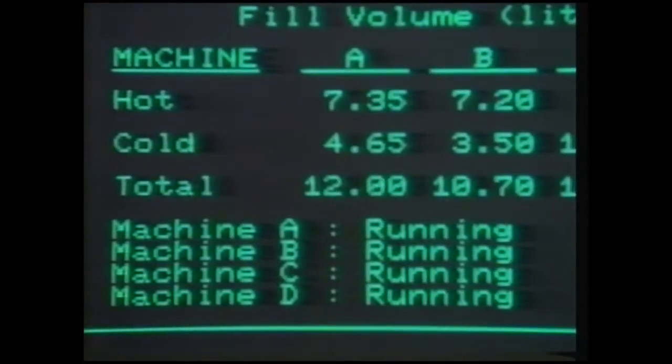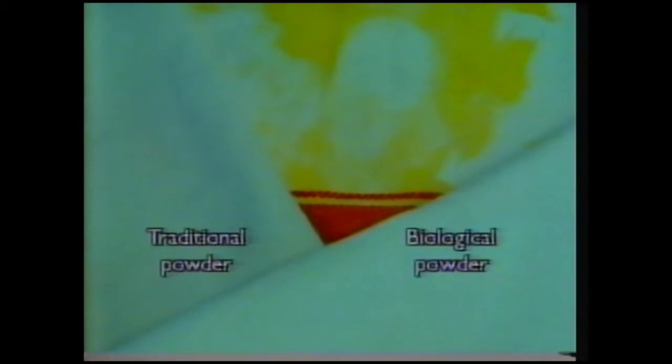There will be precise records of the amounts of water used for washing. Any differences in washing will then be because of differences in washing powder. These tea towels were washed in a traditional powder on the left and biological on the right.